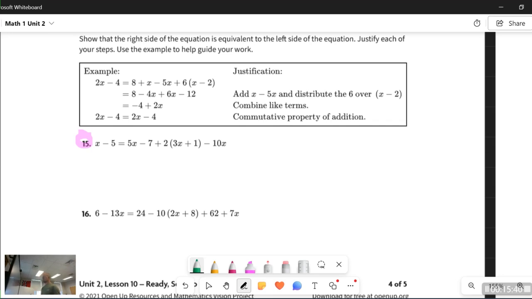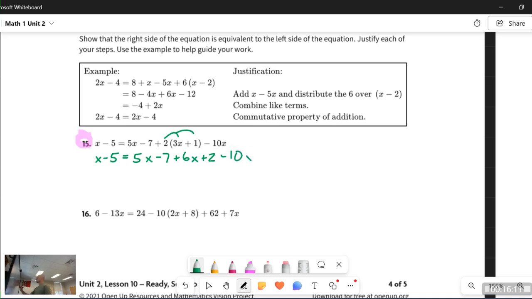We're going to distribute our 2 to everything back here. So we're left with x minus 5 is equal to 5x minus 7. Please, please, please do not see minus 7 plus 2 and turn that into negative 5. The 2 is attached as a multiplication. Please follow PEMDAS order of operations. Make sure we're doing things correctly. But we get 6x plus 2 minus 10x.